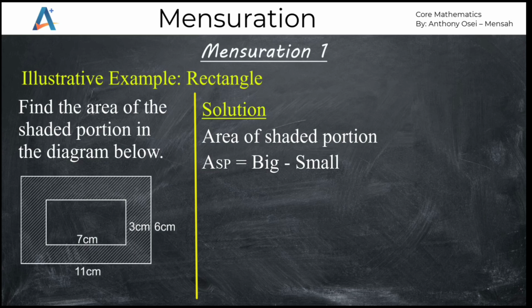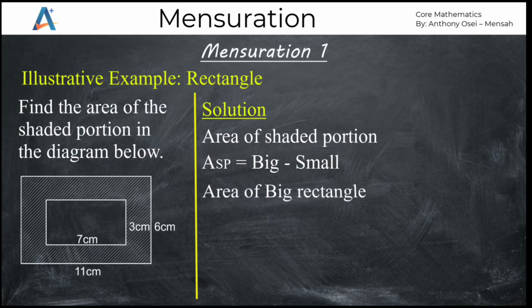So when you get the area of the big one, you get the area of the small, you subtract, because the big one has the area of the shaded portion and the area of the small one within it. So these two areas are all within the big one. So it means that when you want to find the shaded portion, you make the small one subtract from the big one to get the area of the shaded portion. Now let's see the whole thing.